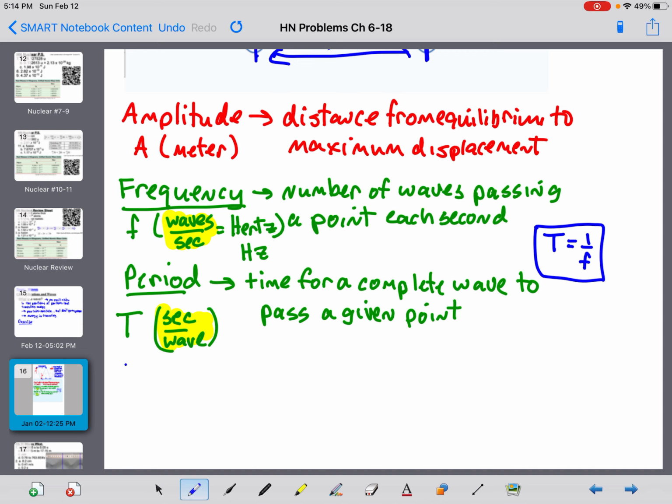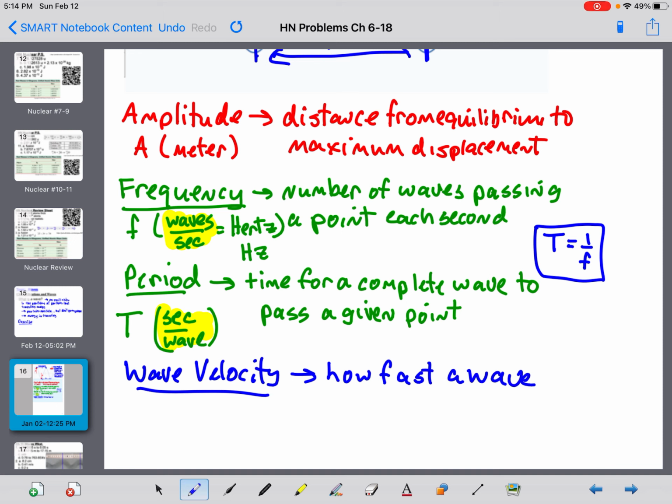Now, let's also talk about wave velocity. And this is no different than how we've dealt with velocity before. This is basically how fast a wave is traveling. And that will have a given direction with it. Symbol for velocity is still v. Units of velocity are still meters per second.